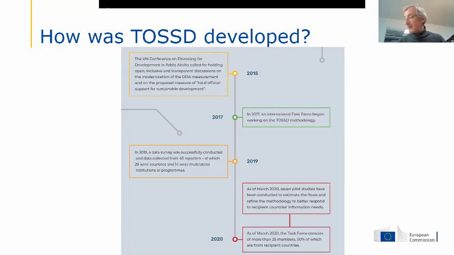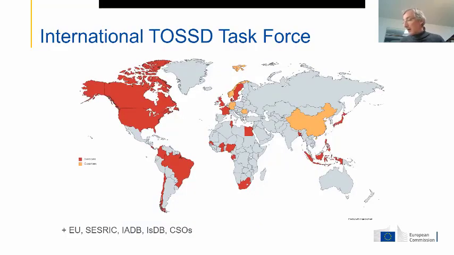I cannot see the bottom of the slide. And you have here the composition of the task force as of now. So more than 25 members, as you can see, representing the whole world, quite a lot of European countries, either members or observers, American, including South American countries, African, a bit less in Asia. Southeast Asia is very represented. Central and South Asia, a lot less so. China is an observer. I wouldn't say a TOSSD fan, but they are part of the task force as observer.